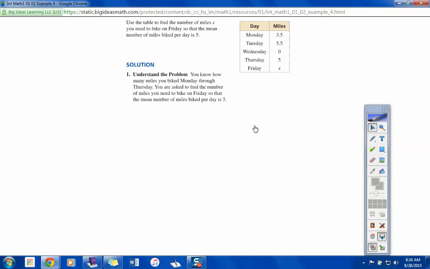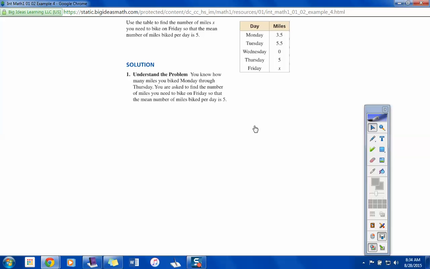Okay, Thursday you rode 5 miles. Friday we don't know how many miles to go, but we know we want to average 5 miles for the whole week, right, guys? Everybody agree there? Okay, so we're going to add all these up. We're going to divide this by what value? 5, and we want to set that equal to an average of what here? 5. So right here, gang.